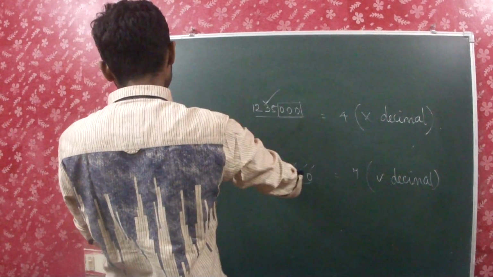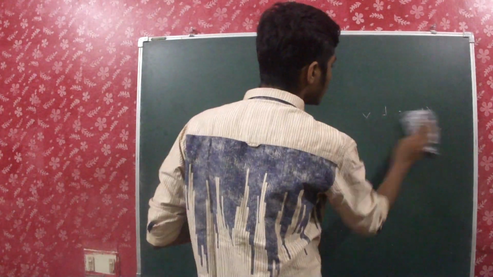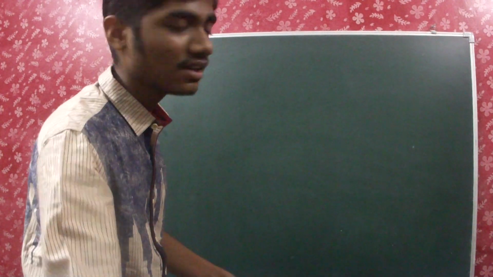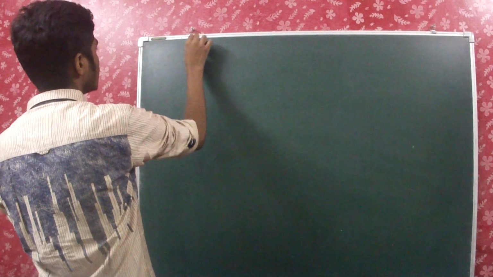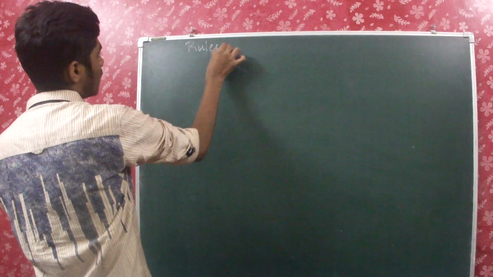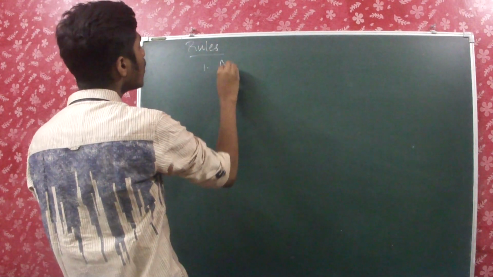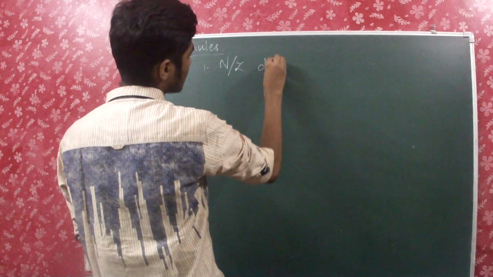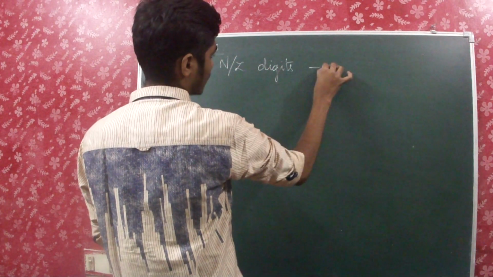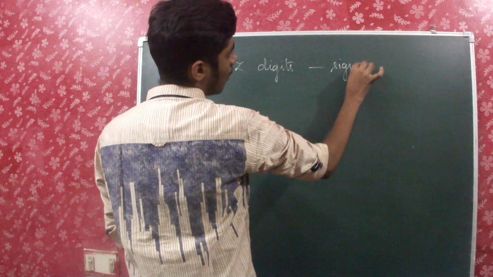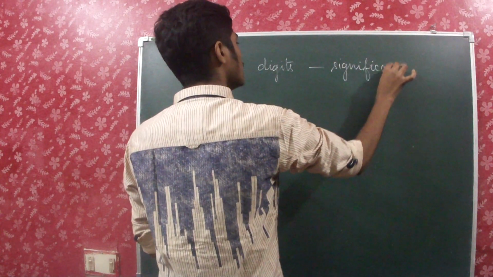Now the third thing which we have to know is about the general rules, and this is a very important thing about significant figures, the general rules. The first rule is that all non-zero digits are significant. All non-zero digits are significant.